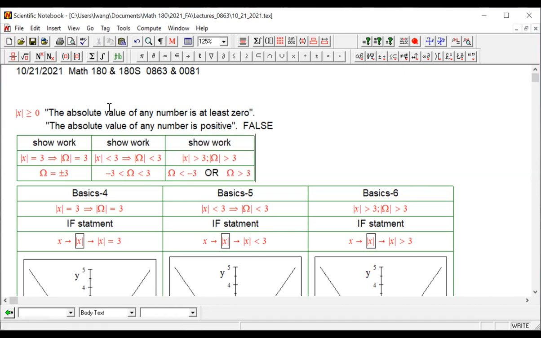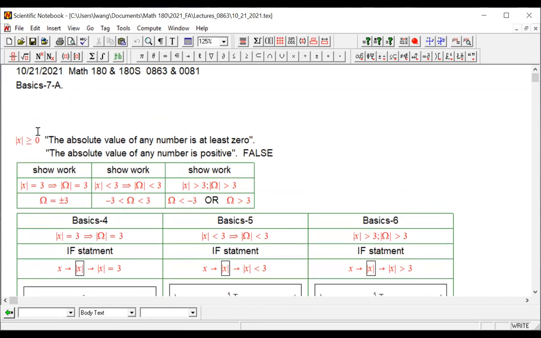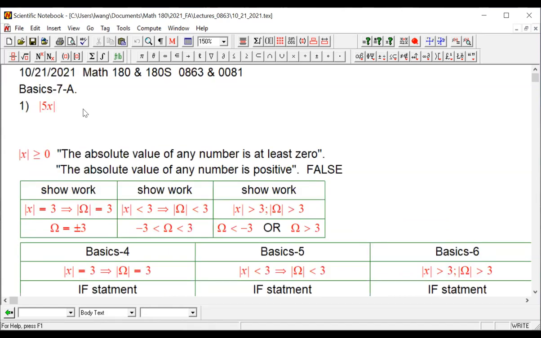Okay? So I'm going to show you some examples from basic 7. For basic 7, I have prepared a question for you, 7a and 7b. 7a, take an example. If I take the first example, the absolute value of 5 times x is less than 20.